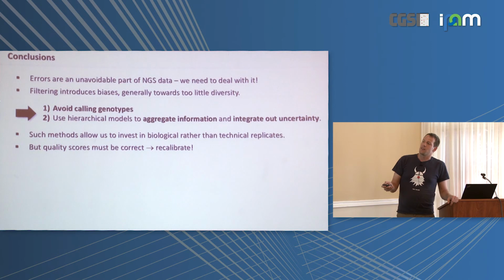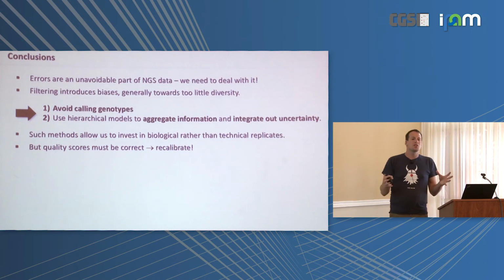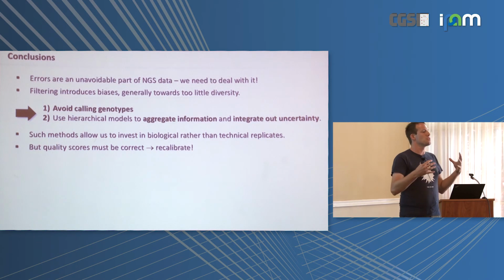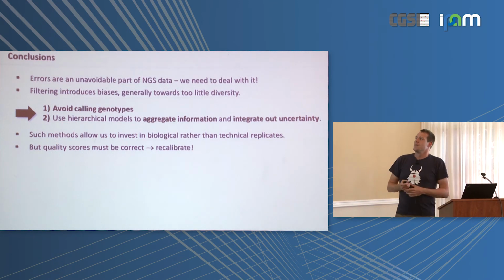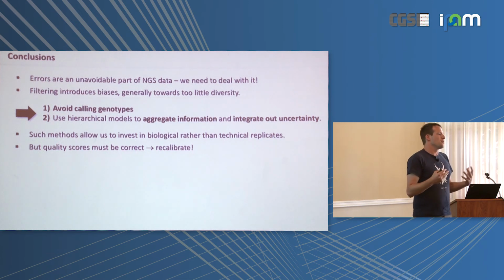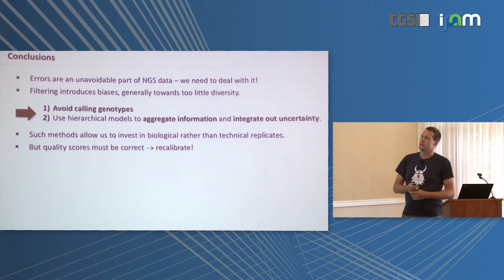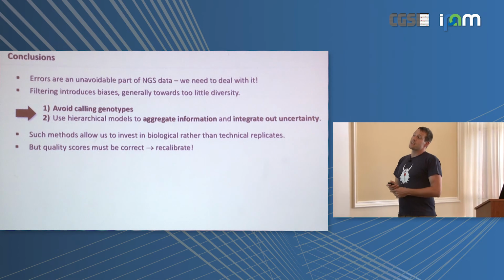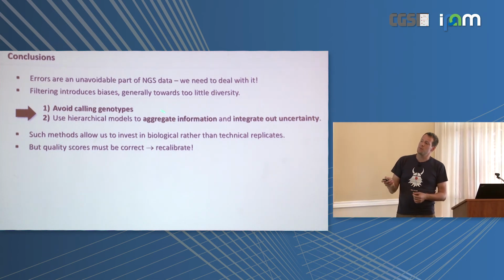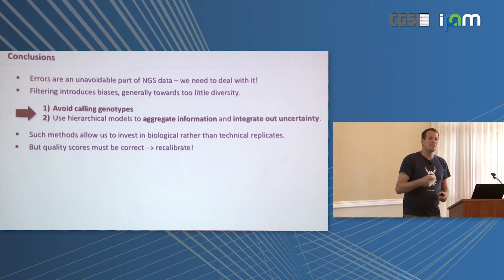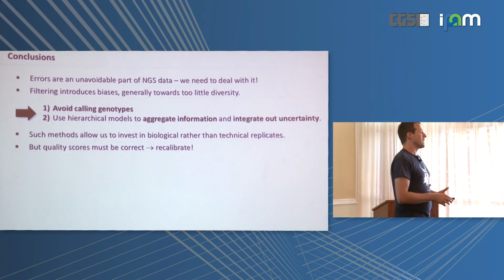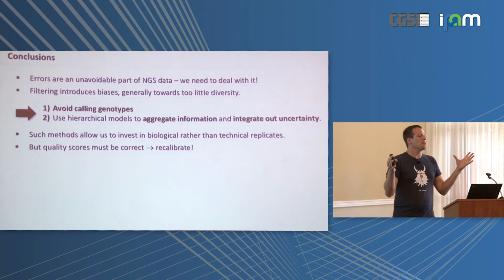But instead, maybe use hierarchical models that can aggregate information across different sites. So we're not interested in the genotype at one site, but some biological features from many sites. And that also allows us to integrate out the uncertainty at one site when we build confidence in that estimate. If you do that, there's another interesting side effect, which we are really interested in. That is, if you use these types of methods, it means we can invest our budget in biological replicates rather than technical replicates. What I mean by that is we can maybe think of a GWAS framework.